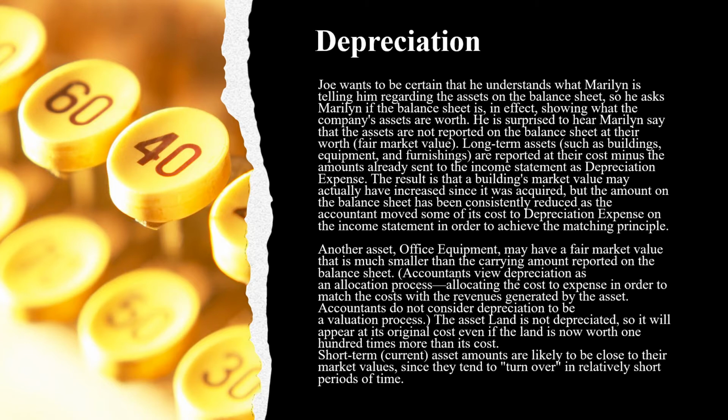The result is that a building's market value may actually have increased since it was acquired, but the amount on the balance sheet has been consistently reduced as the accountant moved some of its cost to depreciation expense on the income statement in order to achieve the matching principle. Another asset, office equipment, may have a fair market value that is much smaller than the carrying amount reported on the balance sheet. Accountants view depreciation as an allocation process, allocating the cost to expense in order to match the costs with the revenues generated by the asset. Accountants do not consider depreciation to be a valuation process.